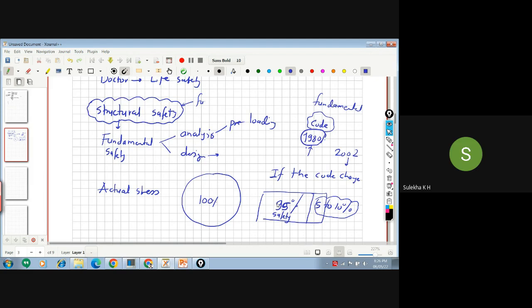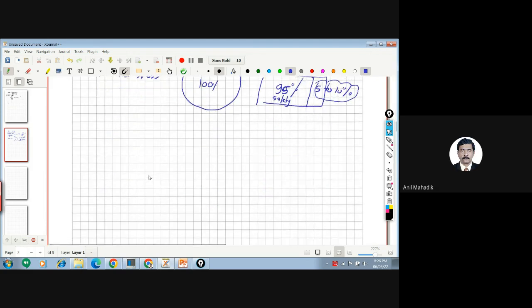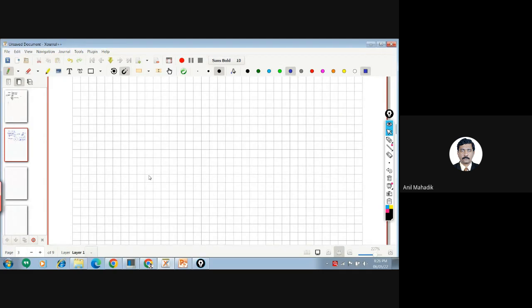Yes, sir. So fundamentally, if I'm a structural auditor, what I will do is first of all check the actual stresses, rather calculate the actual stresses.